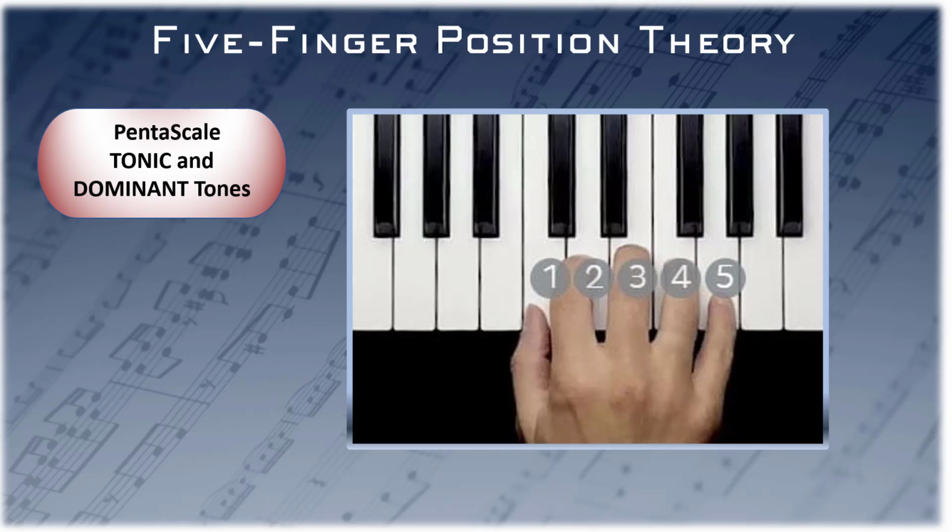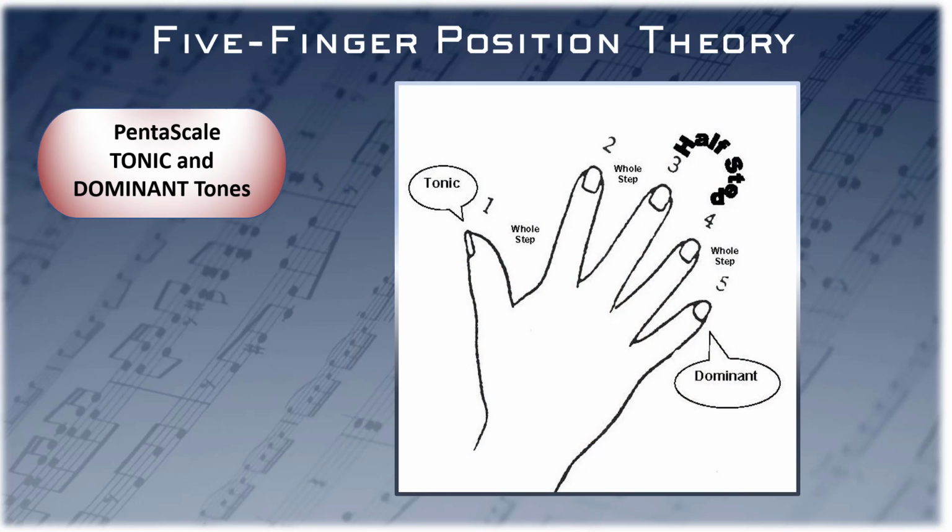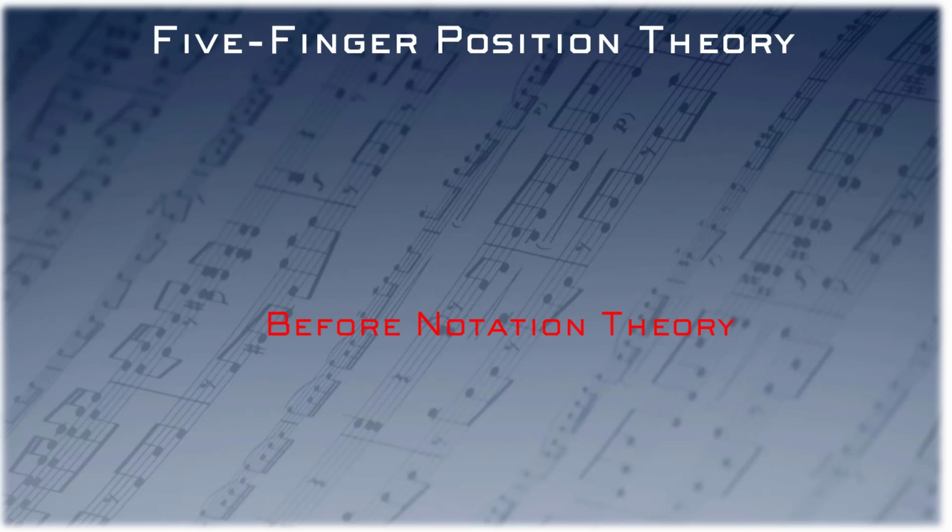The tonic is the first note, and the dominant is the 5th note on the keyboard and also in a pentascale hand. I suggest that theory can be taught before reading skills are in place. Boom Learning Cards offers 3 formats for all levels of students.